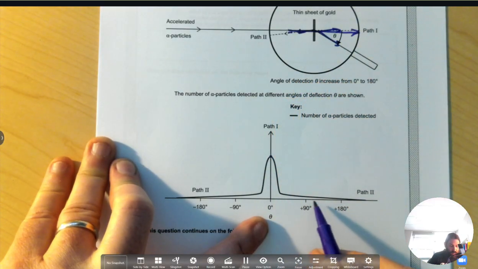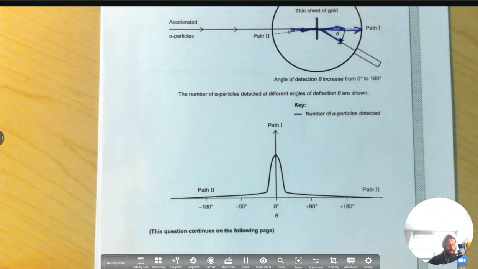A smaller number of particles had larger angles, and as you get to blah, blah, blah, I'm done talking.